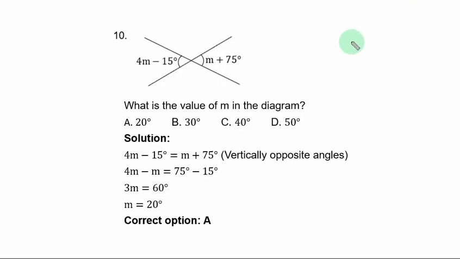Question 10. What is the value of m in the diagram? Solution. In the diagram, the two angles are equal. That is, 4m minus 15 degrees equal to m plus 75 degrees, vertically opposite angles. If you collect like terms, you have this result. If you subtract, 3m is equal to 60 degrees. Divide through by 3, m is equal to 20 degrees. A is the correct option.